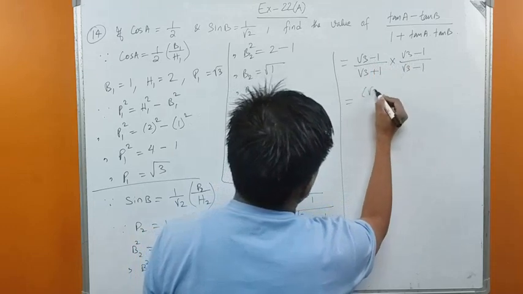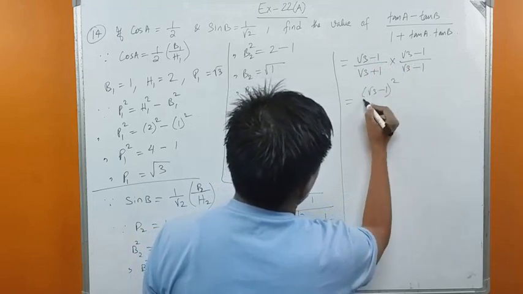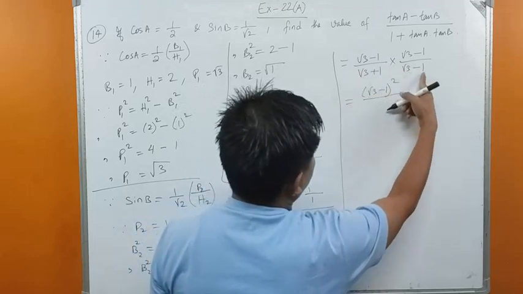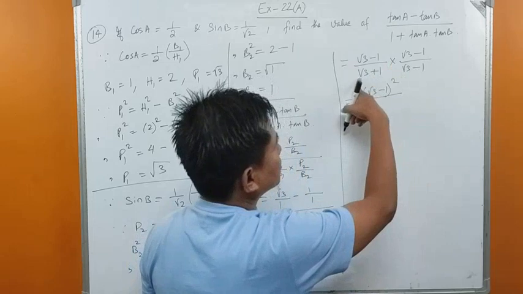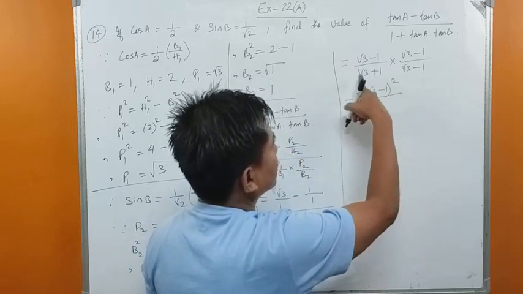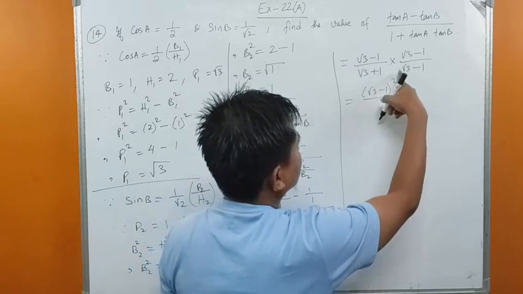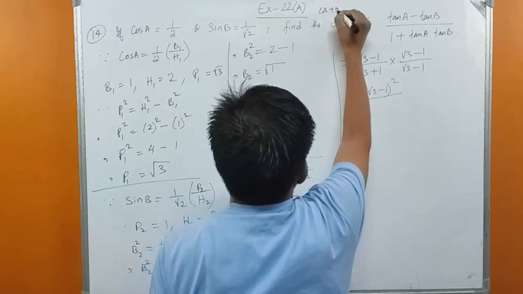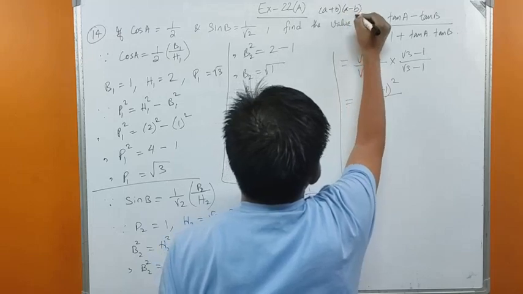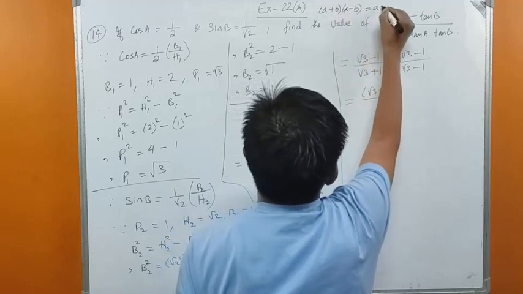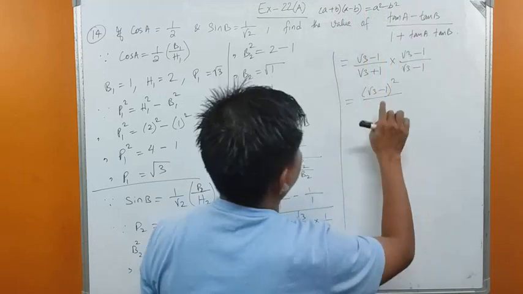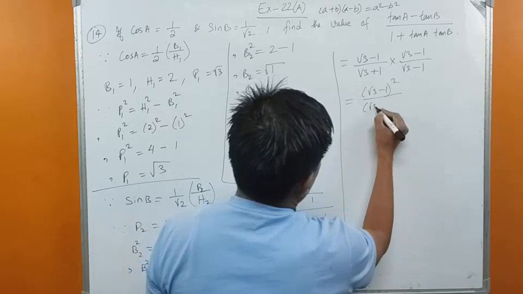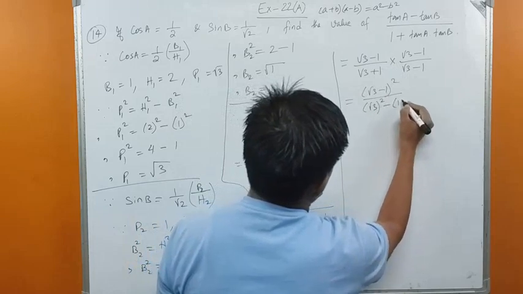that is root 3 minus 1 whole squared. In the denominator we have root 3 plus 1 into root 3 minus 1, isn't it? This is assumed as A and this is assumed as B. Now A plus B into A minus B. What is the formula for A plus B into A minus B? A plus B into A minus B is A square minus B square, isn't it?